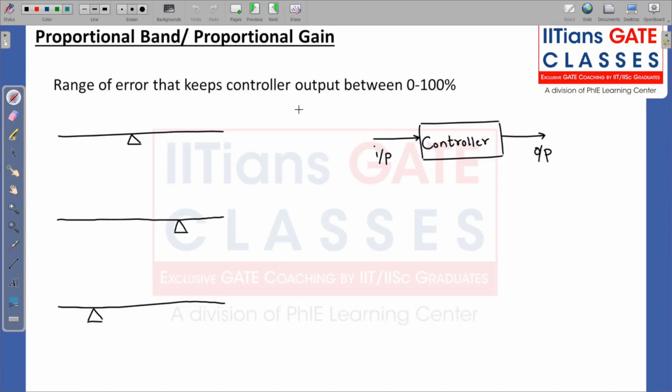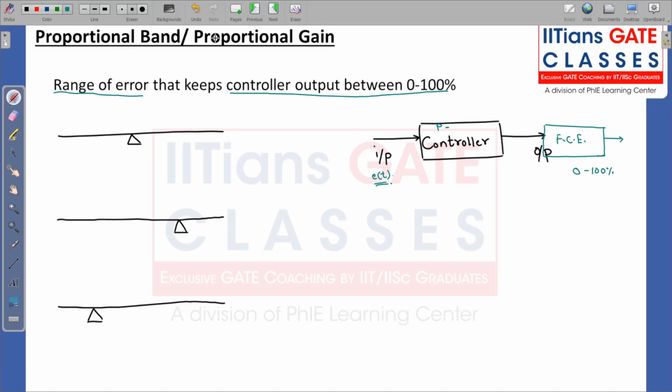Next, a very important topic we have is proportional band and proportional gain. So what do we mean by proportional band and proportional gain? Basically, it is the range of error that keeps the controller output between 0 and 100%. This P controller's input is error, and it gives output to the final control element, which can be a valve, a solenoid, a relay, anything. So what is the range of error which can operate this final control element from 0 to 100%? That is what is known as proportional band or proportional gain.